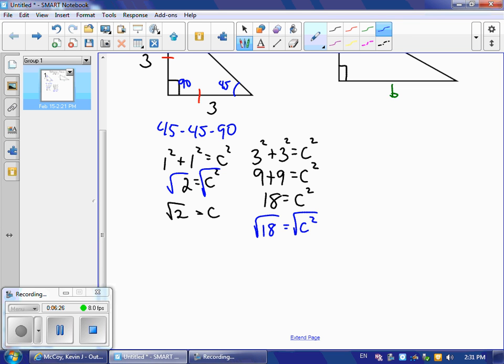The square root of c squared is c. The square root of 18, once again, this is not a perfect square. If it was square root of 16, it would be easy. If it was square root of 25, it would be easy. This one's not a perfect square.